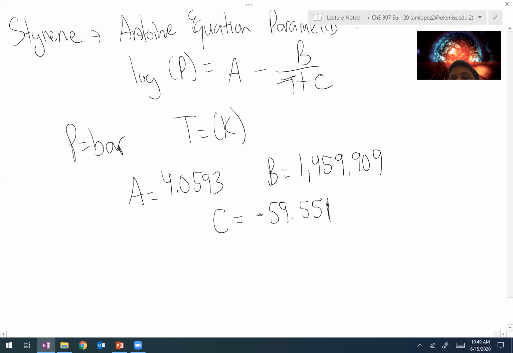How can we use the Antoine equation information I pulled? And this was from NIST, which stands for the National Institute of Standards and Technology. Their website's really good for finding parameters, and I recommend it. So how can I use this Antoine equation to find my dew point? You guys have any ideas?